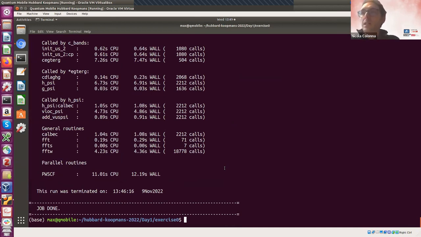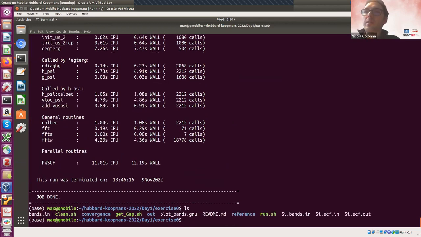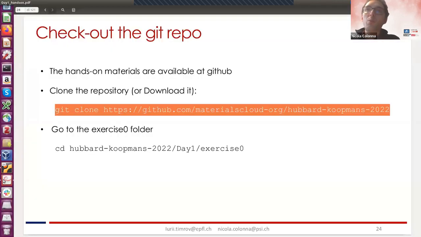If we now list the output directory, we see the output file, which you can open, but you see the same content I went through. But you also see this output directory where you store all the temporary files that are needed for a restart, as we will need for the next step, which is a band structure calculation. So let me go back to the slide.